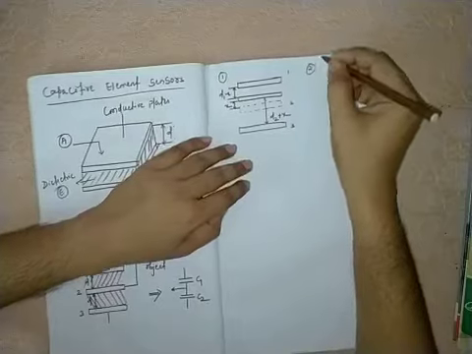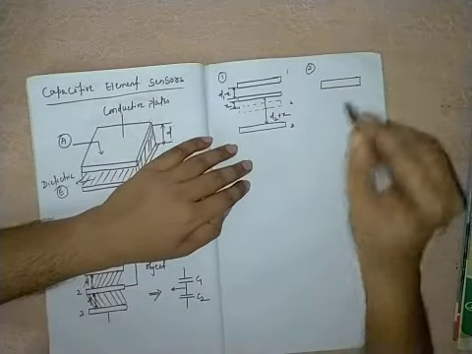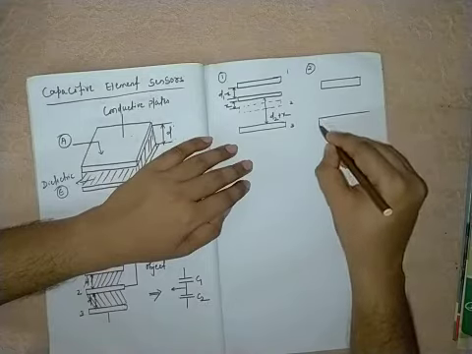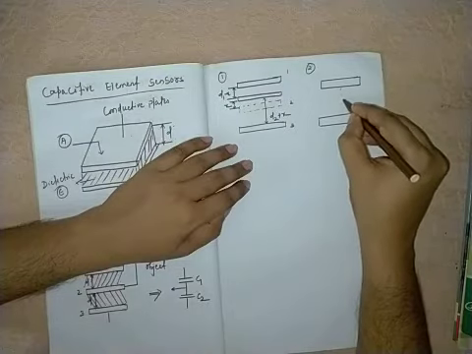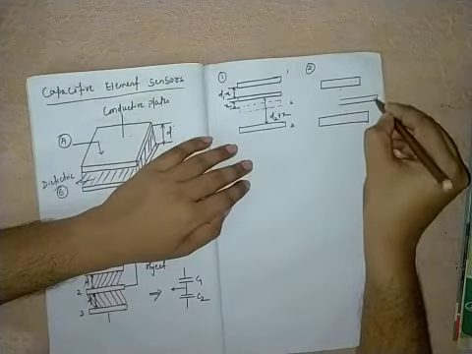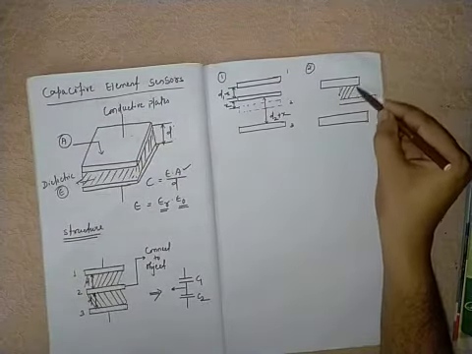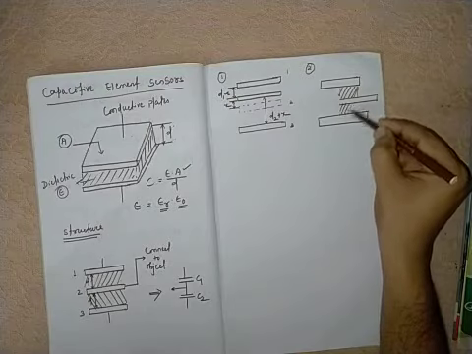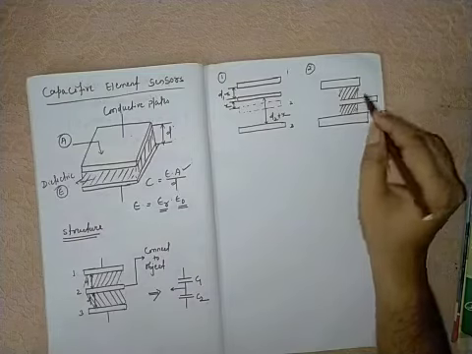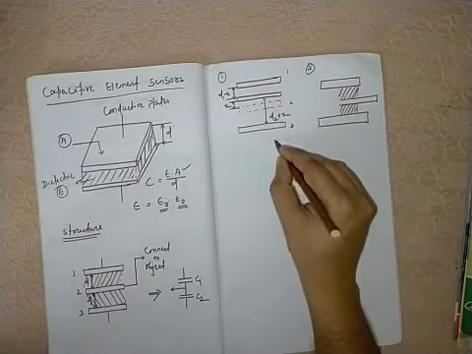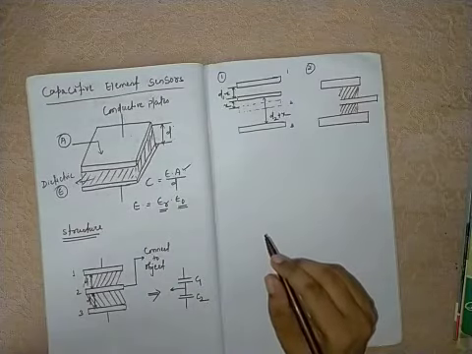And the second method is to let the plate shift towards the right-hand side. Here the area of overlap is only this portion. Let it move 50%, which means the area of overlap will be half. So you know C is epsilon into A by D. If A changes, then automatically C will change.